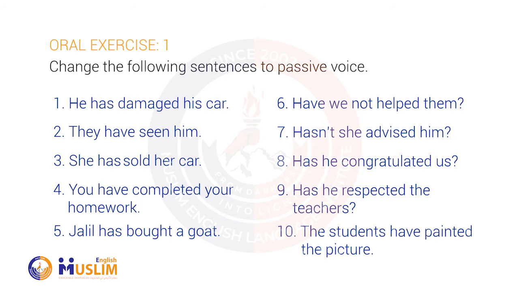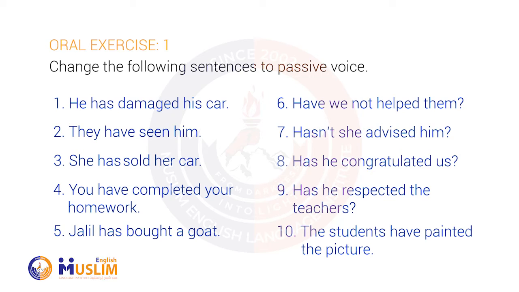Number 2, they have seen him. He has been seen by them. Number 3, she has sold her car. Her car has been sold by her. Number 4, you have completed your homework. Your homework has been completed by you. Number 5, Jalil has bought a goat. A goat has been bought by Jalil.